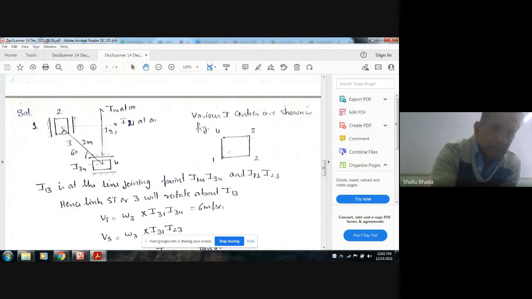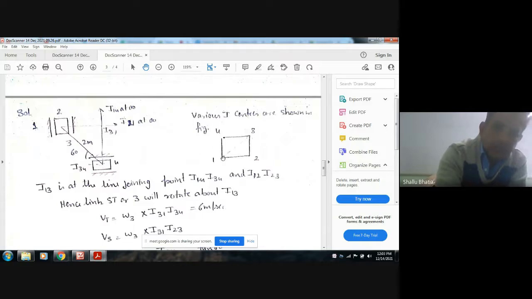Let the fixed link be 1, this slider as 2, this connecting rod as 3, and this slider as 4. So here the instantaneous centers I12 will be at infinity and I14 will also be at infinity. Now this is I23 and this is I34.